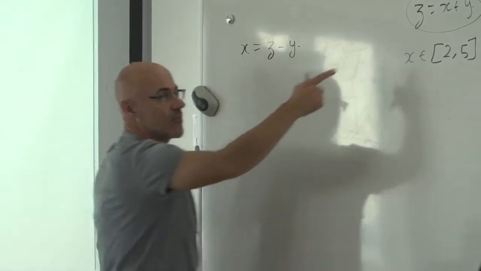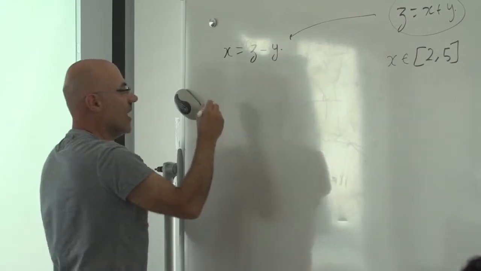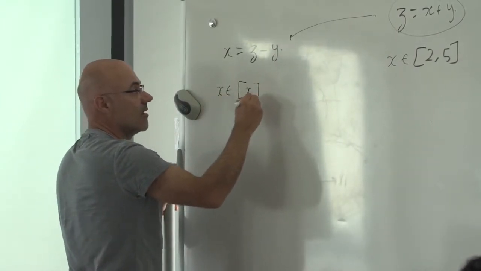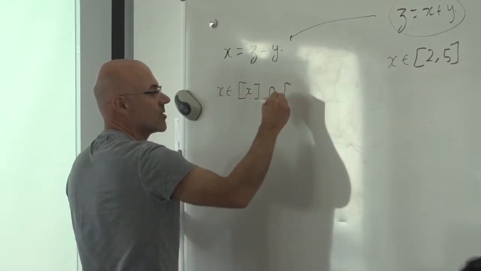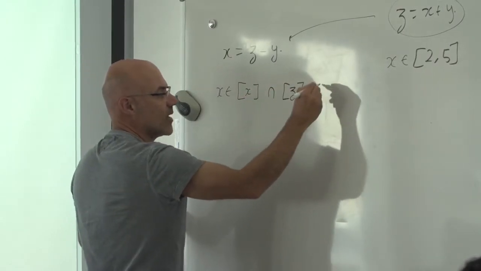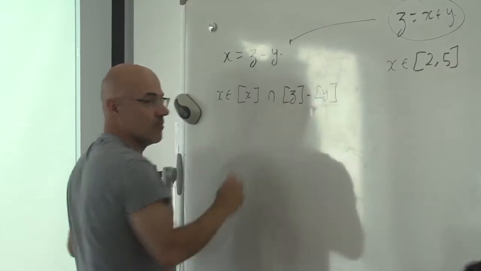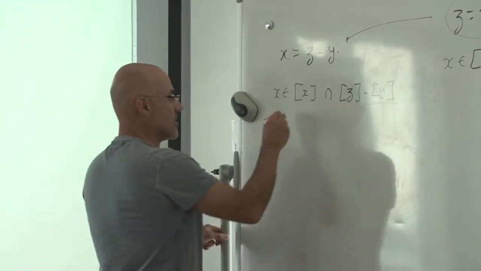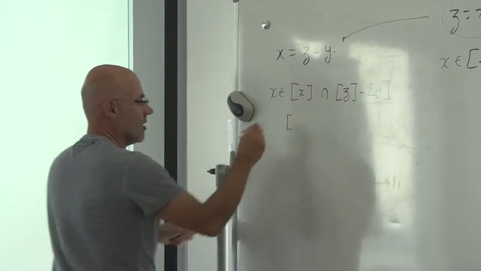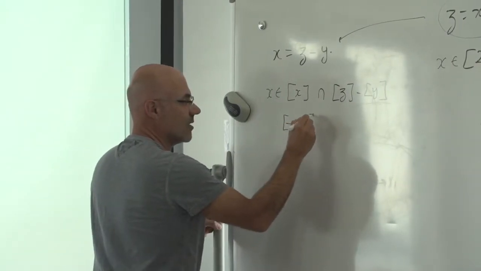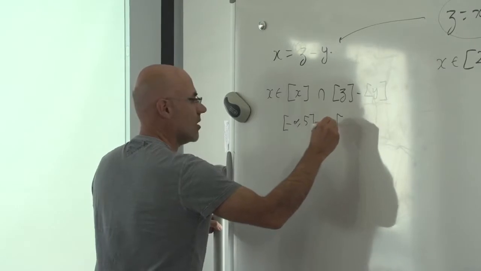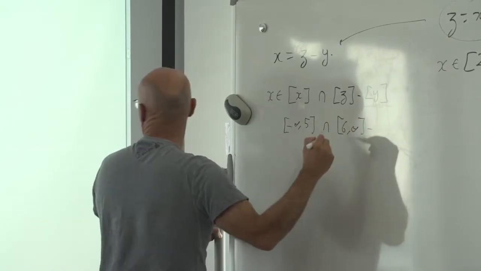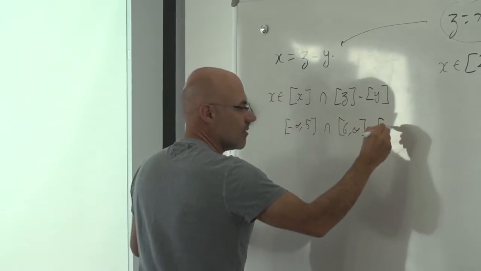From this equation I obtain this, and I conclude that x belongs to x, but also belongs to z minus y. If you understood that. So it means that x belongs to minus infinity, 5, but also to 6, infinity, minus infinity, 4.